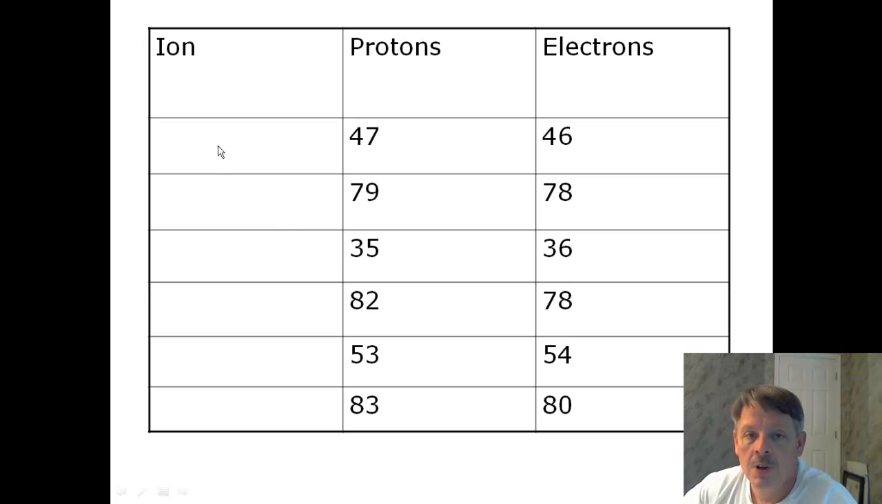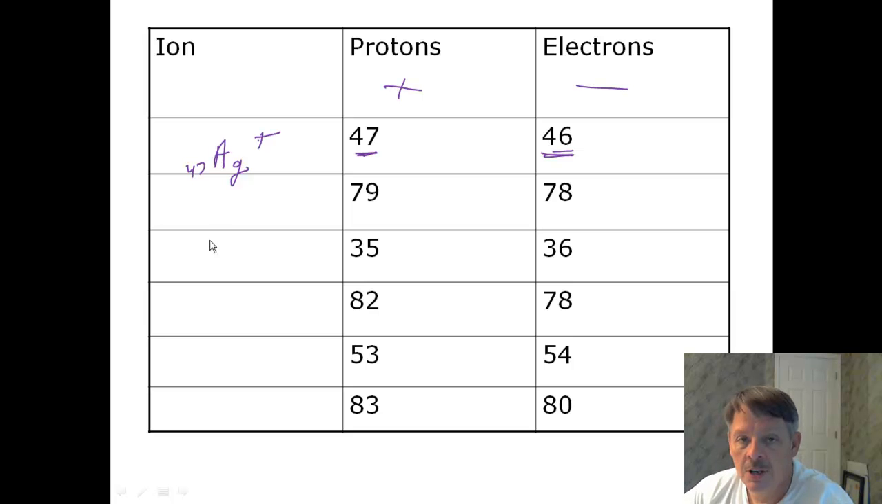Okay, number 47. Number 47 is Ag, which is silver. And I notice there are more electrons. Remember, your electrons are negative, your protons are positive. There are 47 protons, 46 electrons, so there's 1 more positive. This is going to have a positive charge. You can write 1 plus or plus, it doesn't matter. They are the same thing.